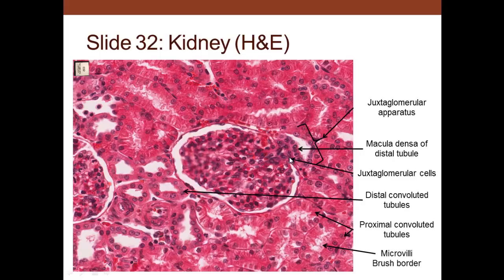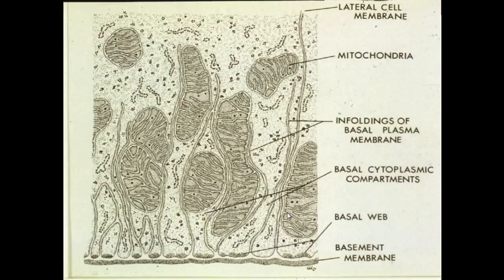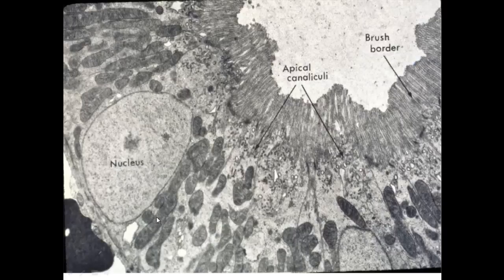Juxtaglomerular cells, these would be the JG cells that are located in through there, and there's mesangial cells in through there. Microvilli, the brush border of the proximal convoluted tubules. At the bottom of these tubules, the proximal tubules are infolded. They're infolded like this, and this kind of lines up the mitochondria. You see that in the proximal and distal tubule associated with pumping out electrolytes.